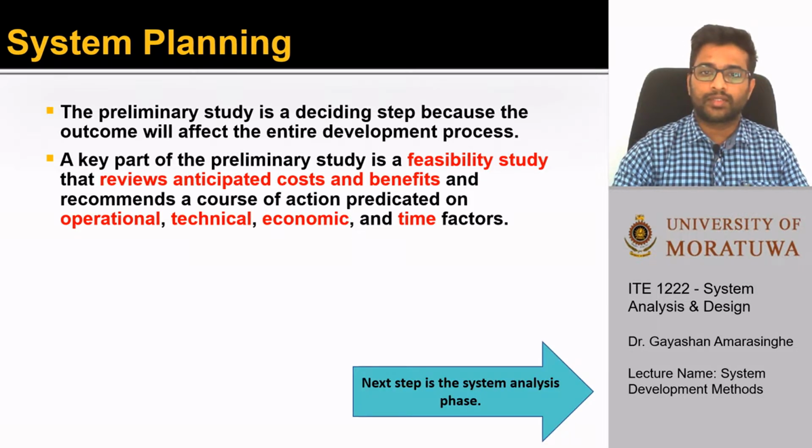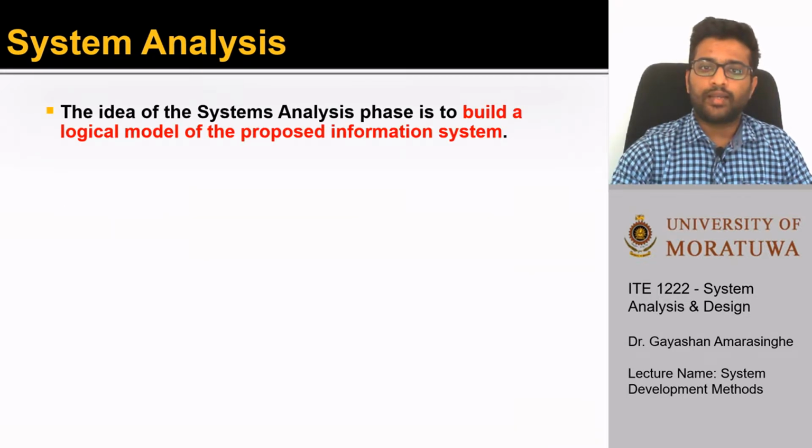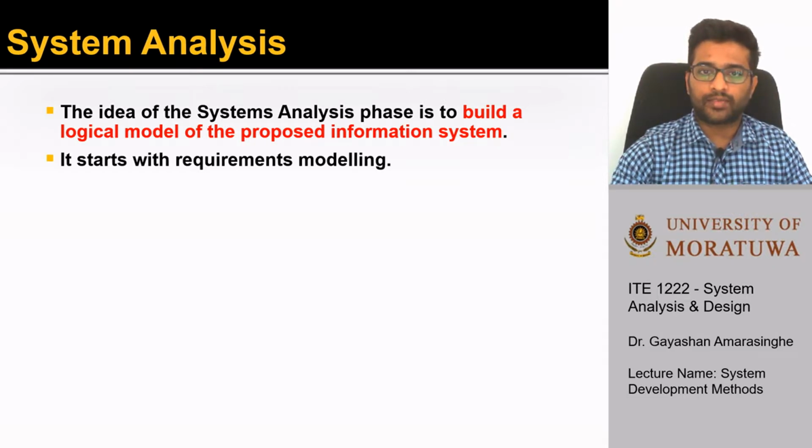If the development process continues based on the outcomes of the system's planning phase, the next step is the system analysis phase. The idea of the system analysis phase is to build a logical model of the proposed information system. It starts with the requirements modeling, where all the business processes are identified and documented.